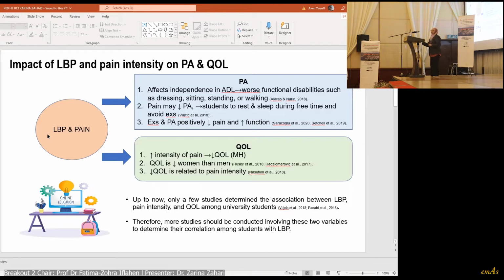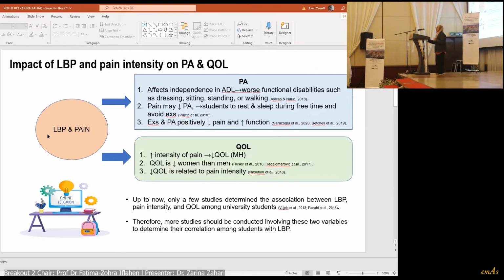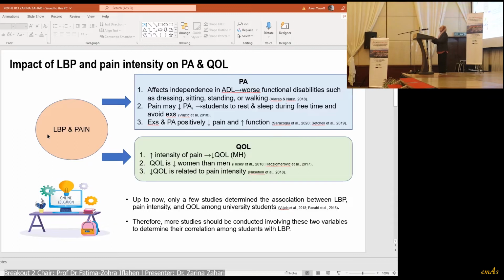What about quality of life then? Low back pain will increase the intensity of pain. That is understood, isn't it? Therefore, it will reduce the quality of life, especially the mental health component of quality of life. And quality of life is reduced among women more than men, from previous studies.